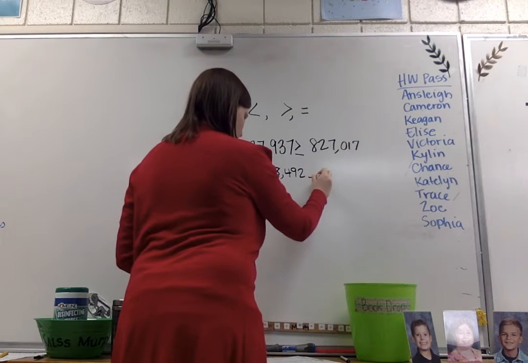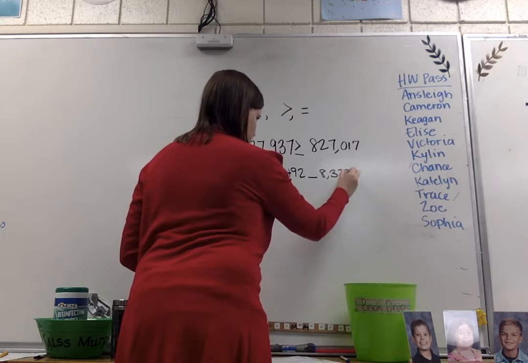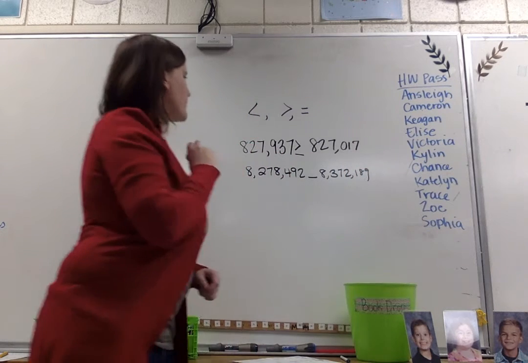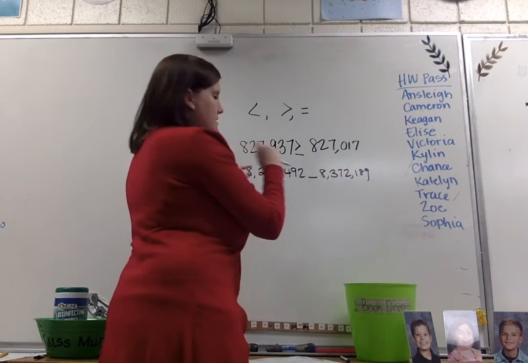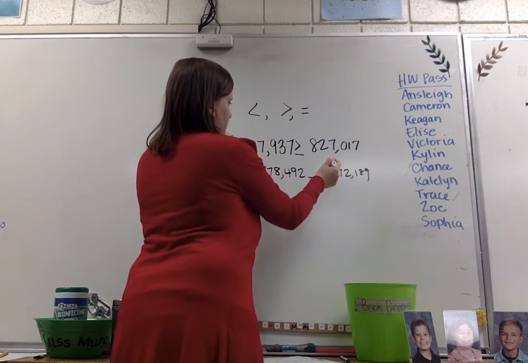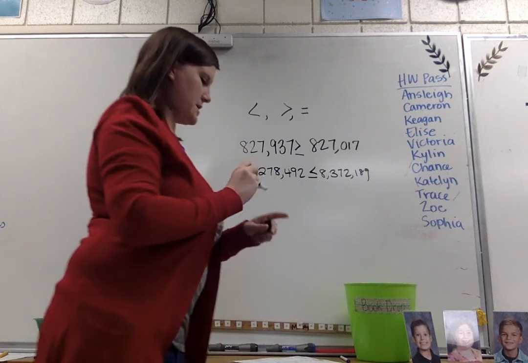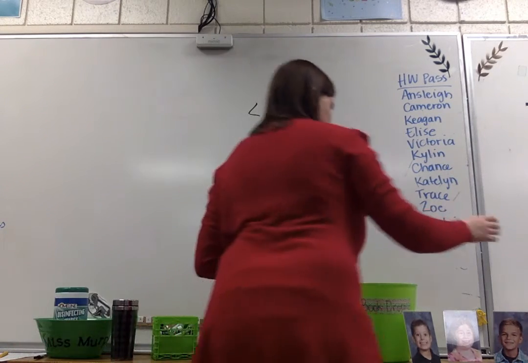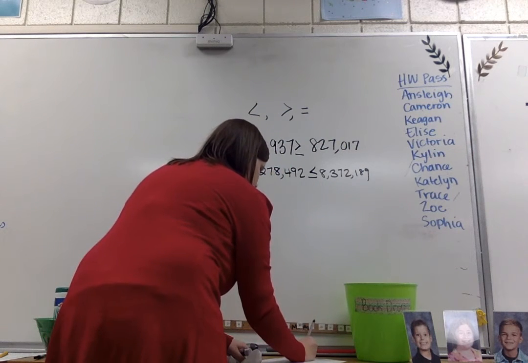8,278,492 compared to 8,372,189. Okay, so we look in the millions. We have an 8 and an 8. Both are 8s. So moving on to the 100,000s, I have a 2 and a 3. 2 is smaller than 3, so I would say less than was my symbol. So greater than and less than are our symbols that we are going to add. Let me write down my answers too as I go.